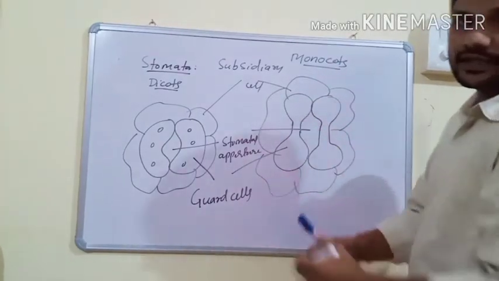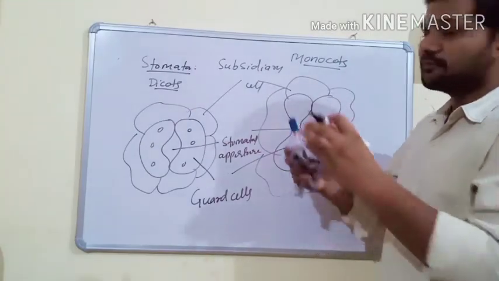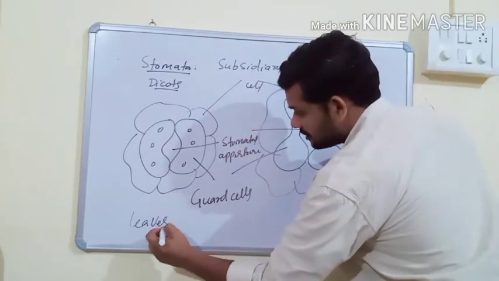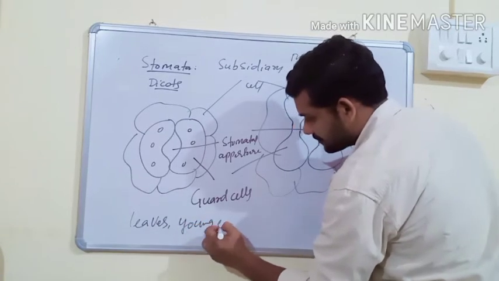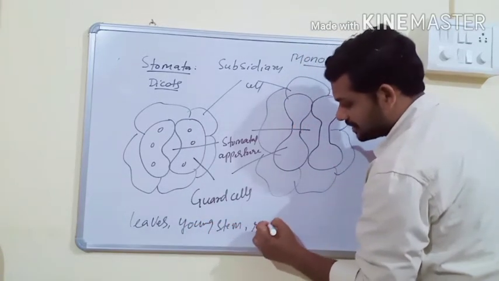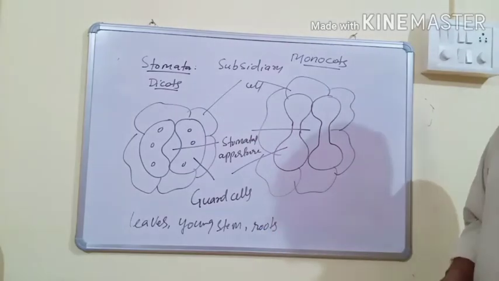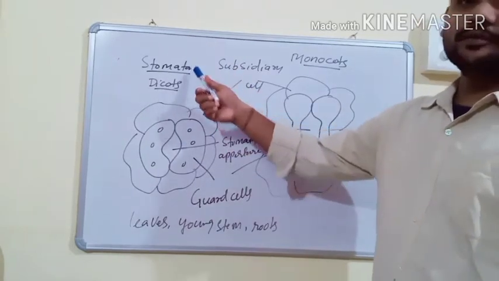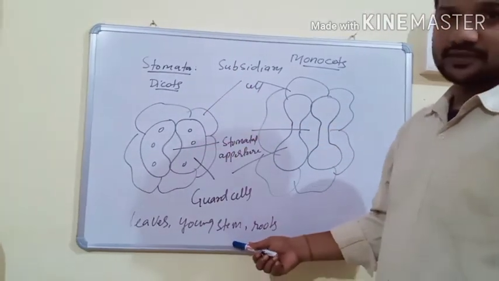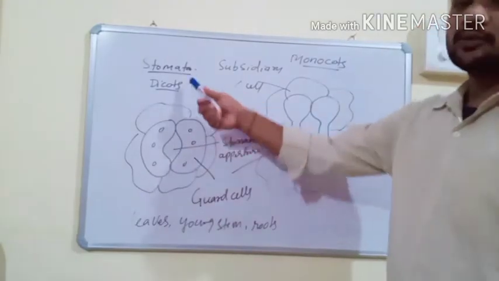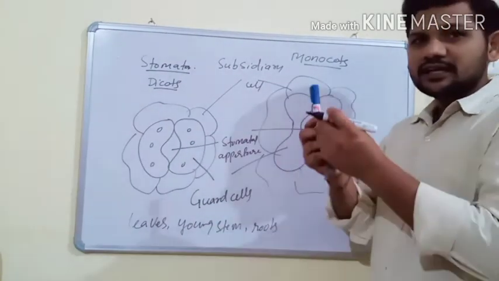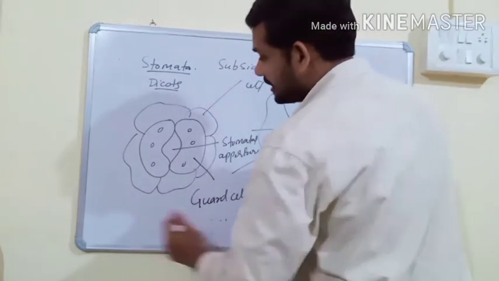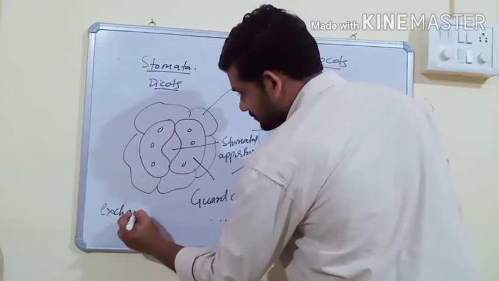So what is stomata? It is a minute pore present on the epidermis of leaves and young stems. Stomata are usually absent in roots. They are present only in the epidermis of leaves and young stems. In mature stems and roots, stomata are usually absent. This minute pore helps in exchange of gases.